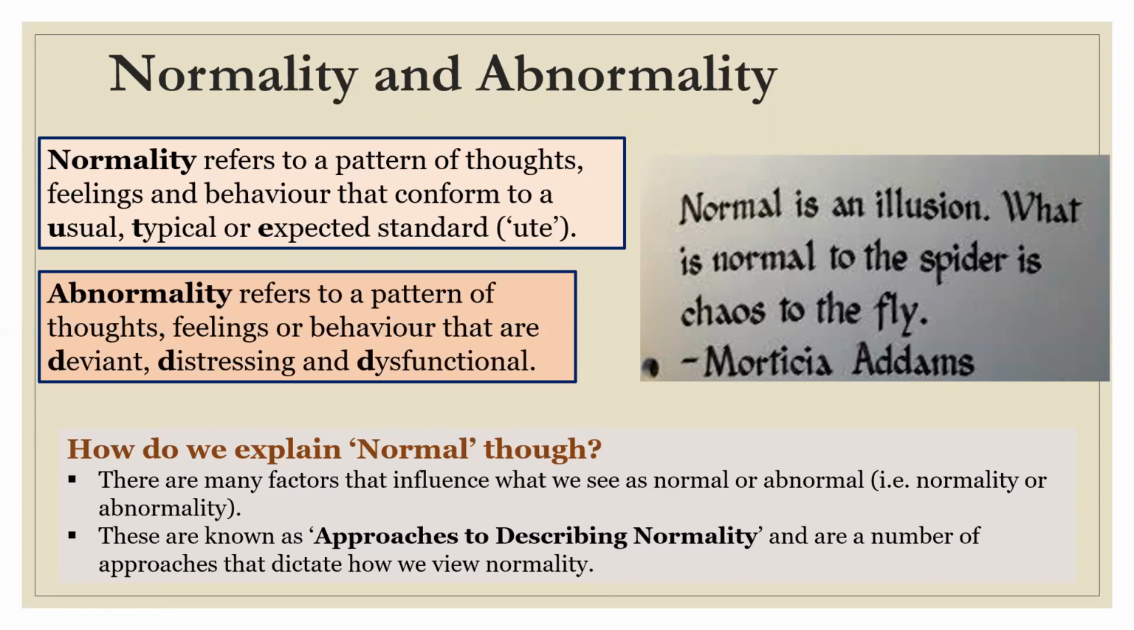Okay, so how do we explain normal? If we look at this picture here, it says normal is an illusion. What is normal to the spider is chaos to the fly. So depending on who you are, what your perspective is, and what environment you're coming from, all of these things can define what is normal and what is abnormal. What's normal to do in Melbourne may very well be abnormal in some small village in some country, okay? And vice versa, what's normal in that village might be very abnormal in Melbourne, okay?